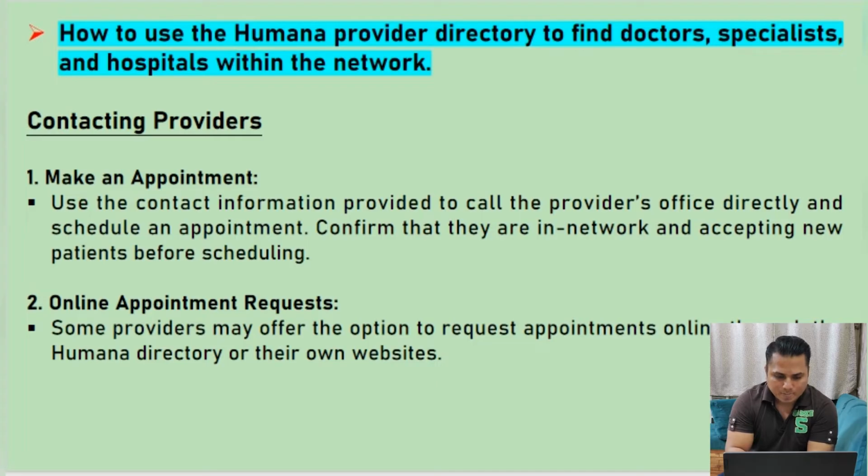Contacting providers. Number one, make an appointment. Use the contact information provided to call the provider's office directly and schedule an appointment. Confirm that they are in network and accepting new patients before scheduling. Number two, online appointment requests. Some providers may offer the option to request appointments online through the Humana directory or their own websites.